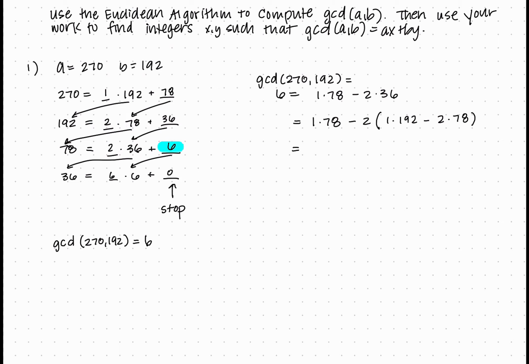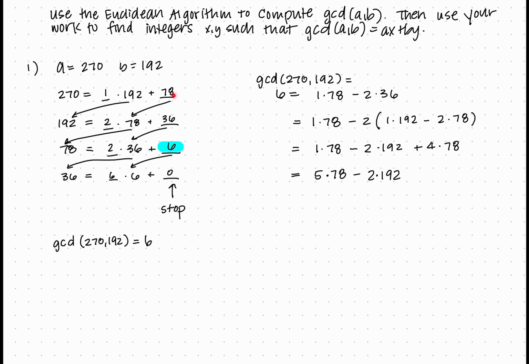Now I'm doing a little bit of combining of like terms, so 1 times 78. If I distribute this 2, I get minus 2 times 192, and then plus 4 times 78. Again, I'm never going to multiply these out because my goal is to backtrack through my Euclidean algorithm to eventually have my answer in terms of the a and the b, the 192 and the 270. So I can combine here. It looks like I have 5 78s because I have 1 and then 4. So 5 times 78 minus 2 times 192. All right, so that cleared out the 36.